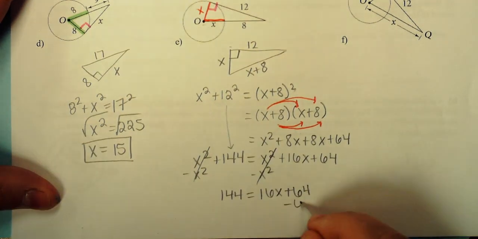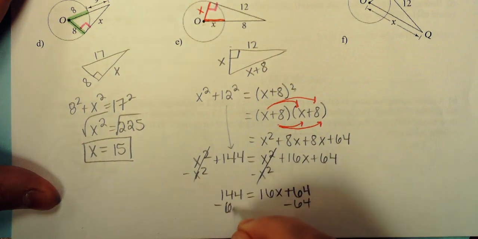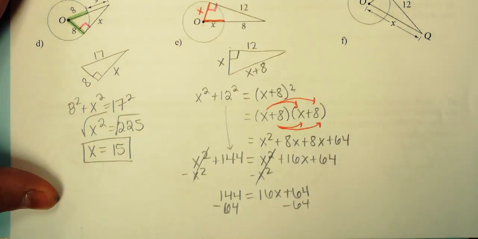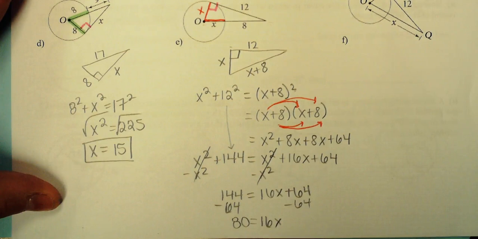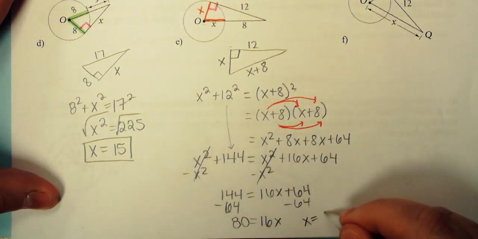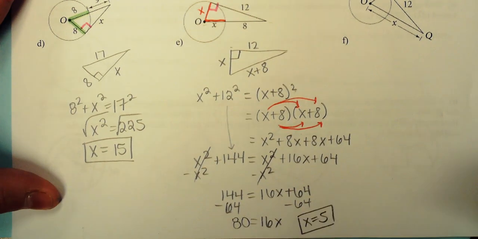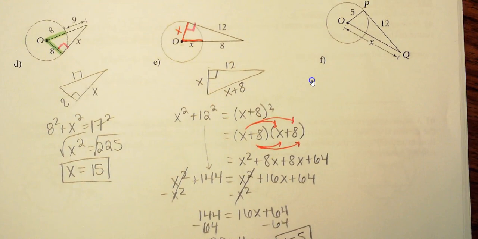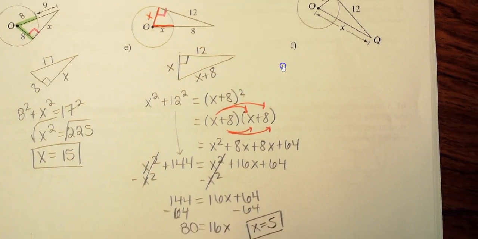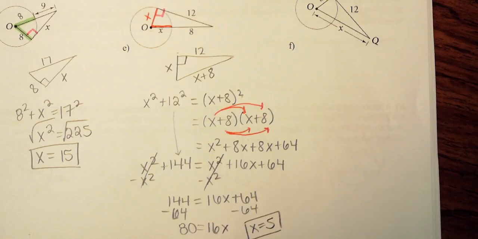So we're going to subtract 64. Oops. So if I do 144 minus 64, I'm going to get 80. And if you divide 80 by 16, I don't have enough room left on the page, but that's actually going to give you the x value being 5. Alright, and then we have one more. Sorry, let me try to leave the work so you guys can see it.